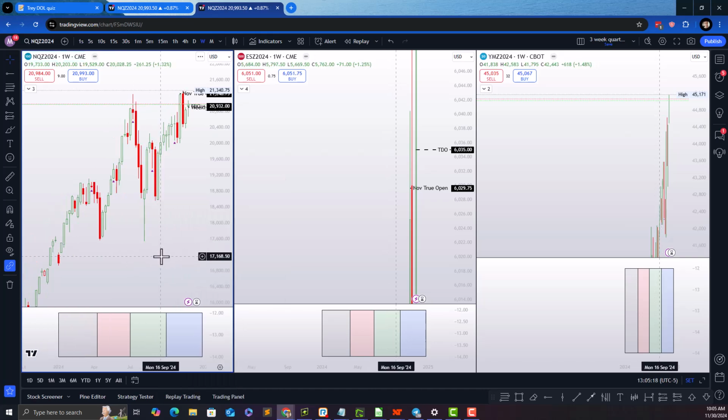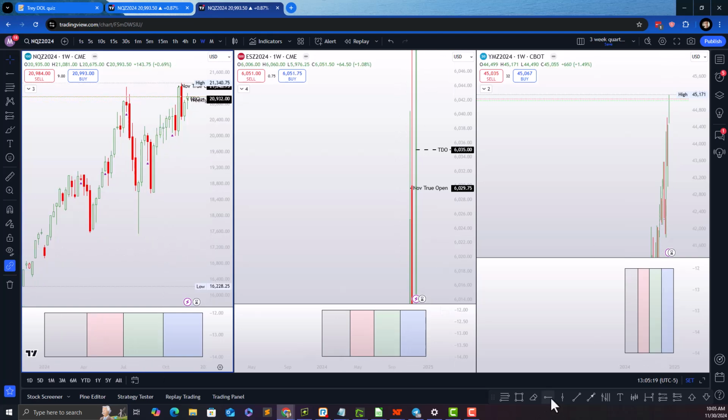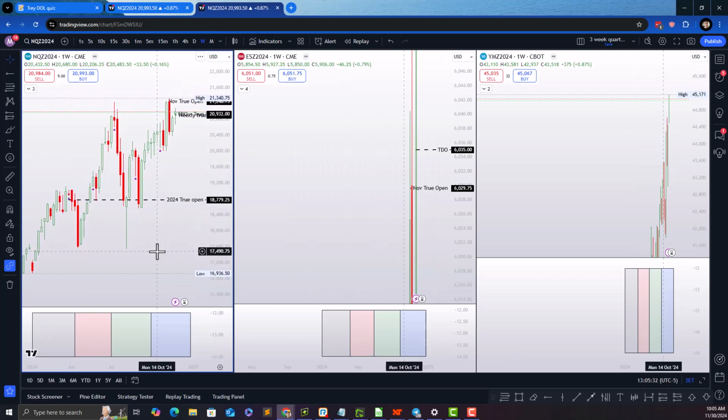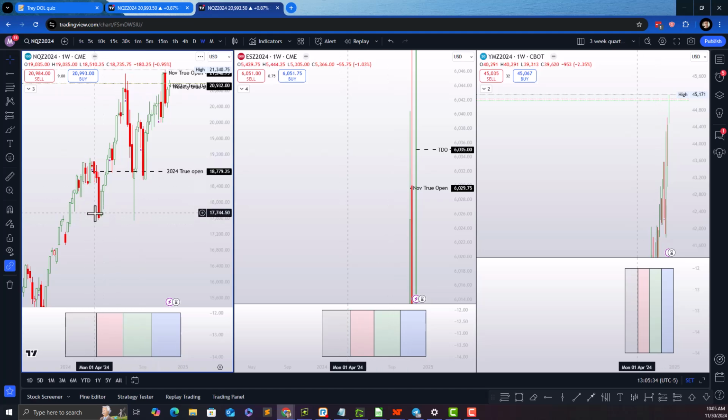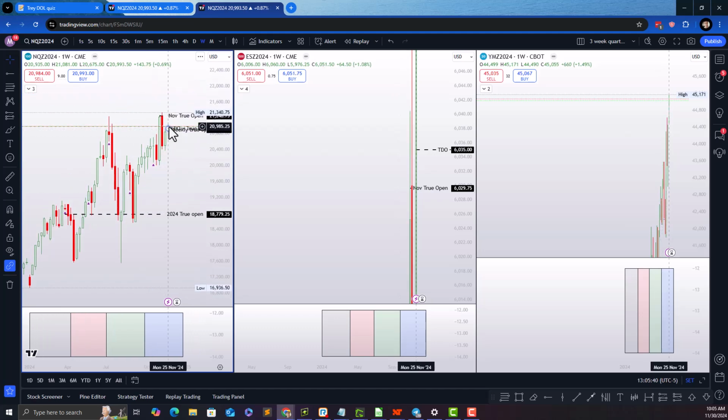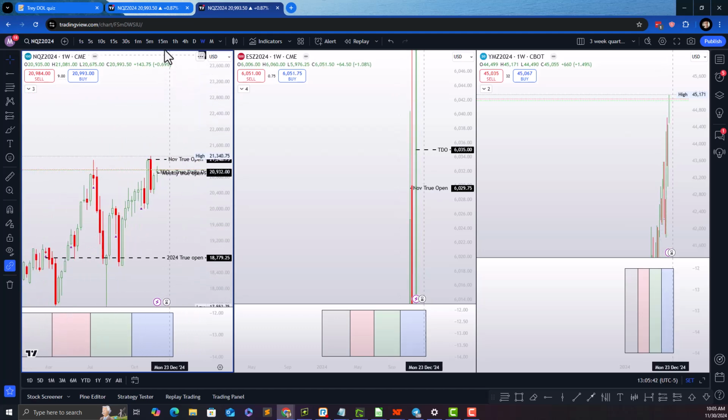Okay, so Q4 starts in October. I'm just kind of showing that here. Q2 starts in the beginning of April, and at the start of that candle body, that is the 2024 true open. You can see price kind of dips below it just a few times, and for the next leg up, that's basically discount and value for the year.